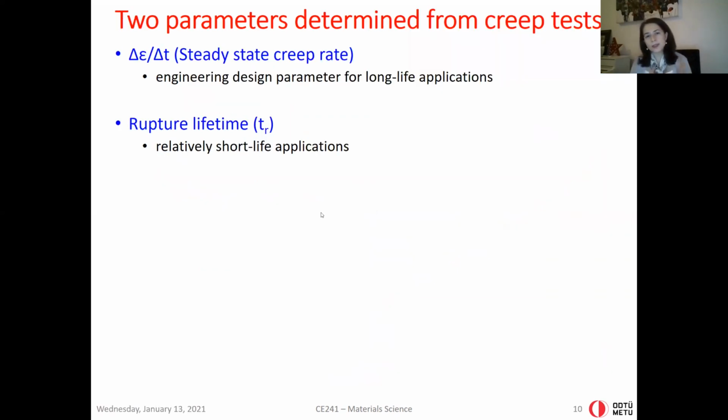So from a creep test, there are two very critical parameters that we check. The first one is the steady state creep rate. This is an engineering design parameter for long life application. And the second we check is the rupture lifetime. Relatively short life applications actually utilize rupture lifetime.